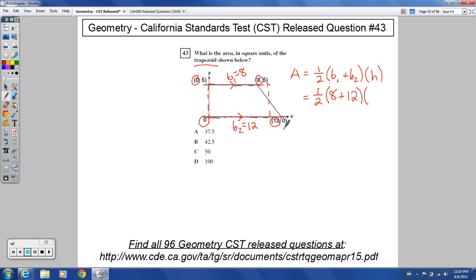How high am I going up? I'm going from 0 to 5 for my y values, so I'm going to plug in a 5 right there. This would be 1/2 of 20 times 5. Half of 20 is 10, and 10 times 5 is 50. Our final answer for number 43 is choice C.